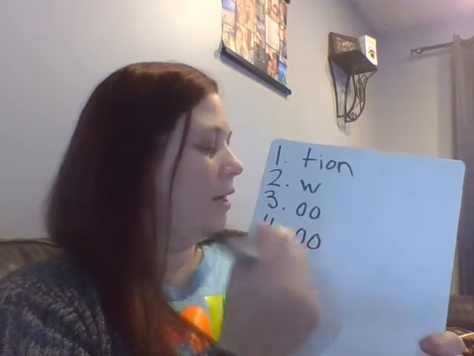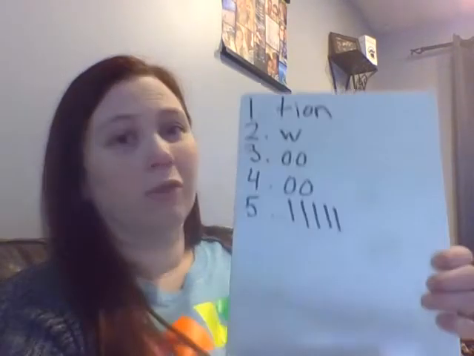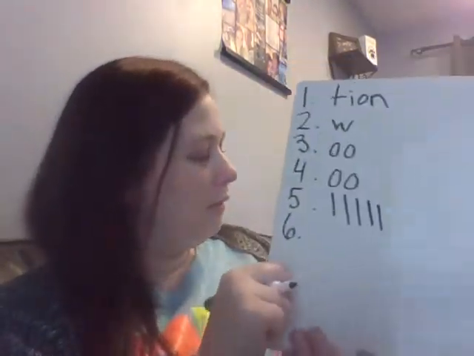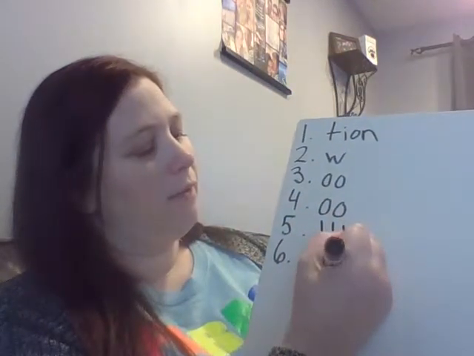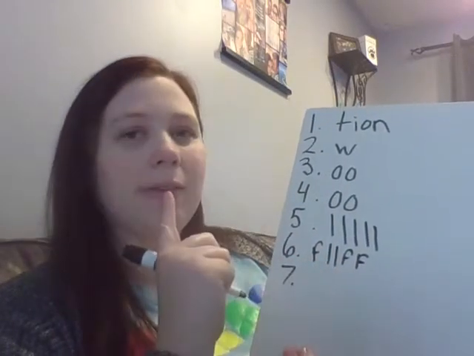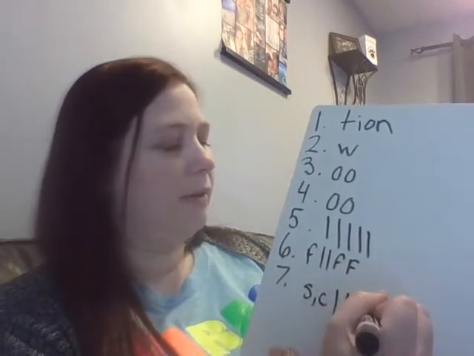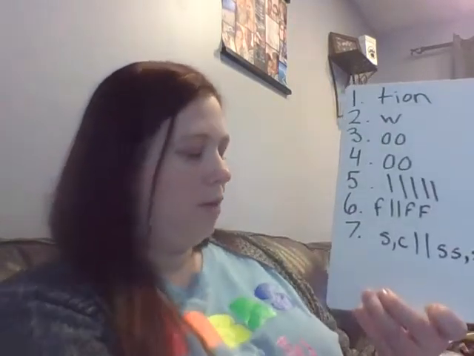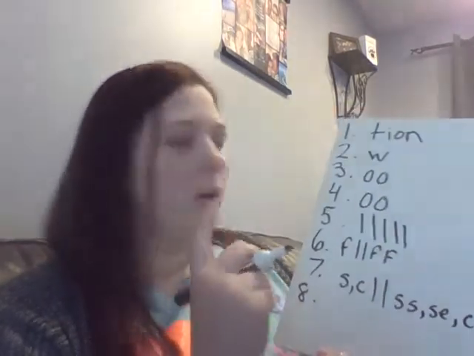Number 5 we have ul, so that can be L, or as a final sound, L-L, which looks like we just drew a bunch of lines, but we do have those final sound lines. Number 6 is f, so that's F, or as a final sound, F-F. Number 7 we have S, that's S, comma, C, or as a final sound we have S-S, comma, S-E, comma, C-E.